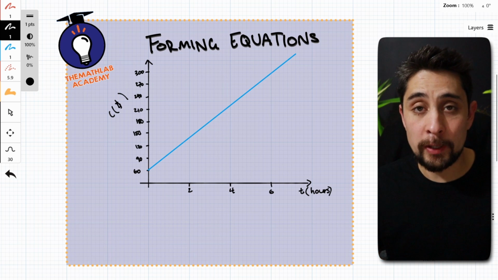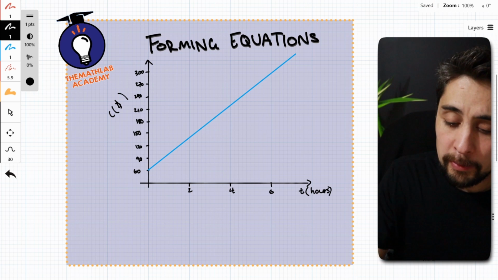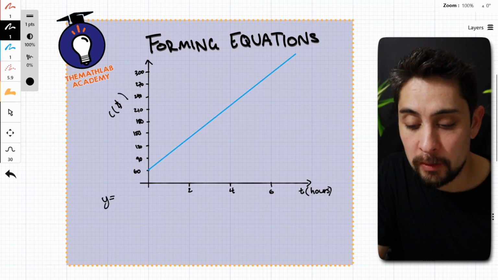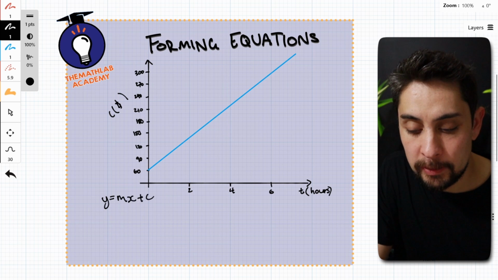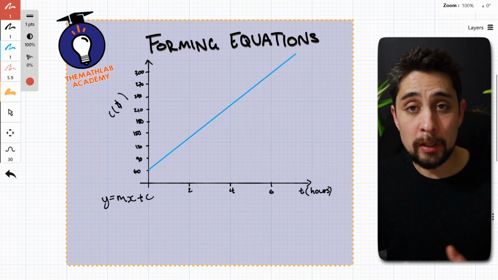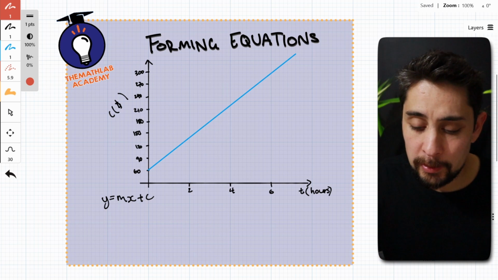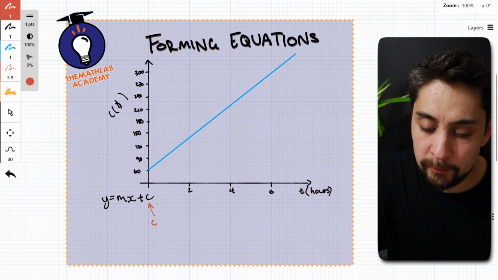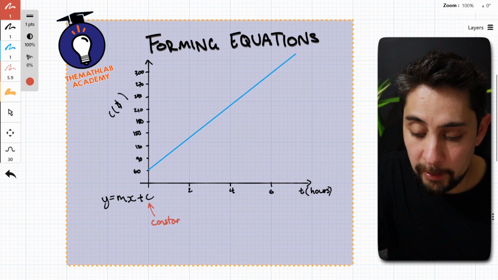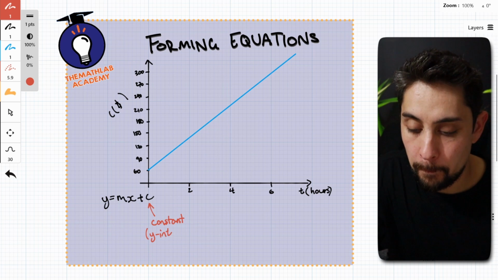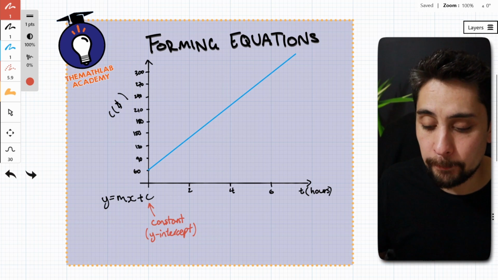Now this is a straight line graph, and as you now know, the equation of a straight line graph is y equals mx plus c. Now, depending on which country you're in, it might be y equals mx plus b. I like to use c here because this c stands for the constant on the end. That's our y-intercept. And the m stands for the gradient.